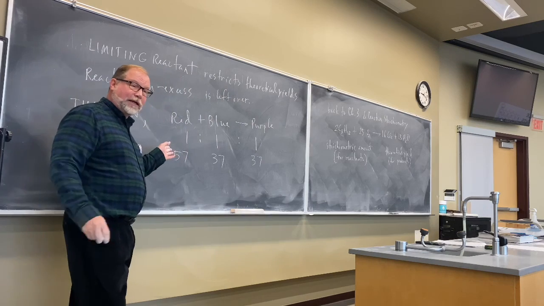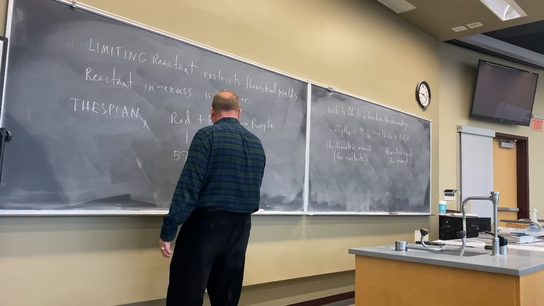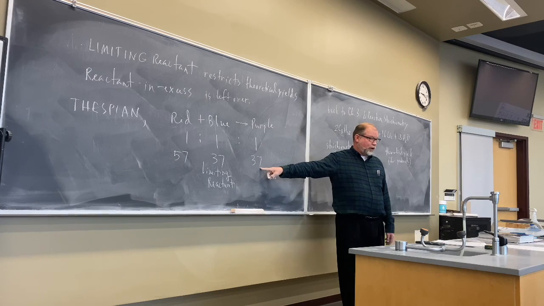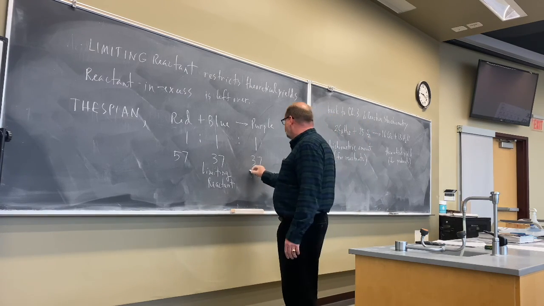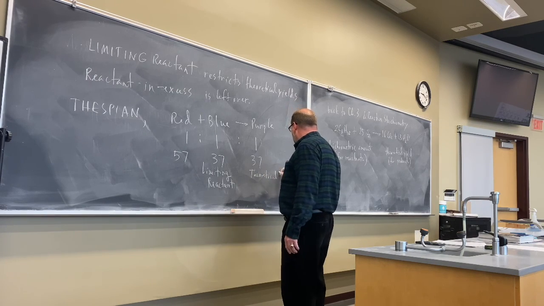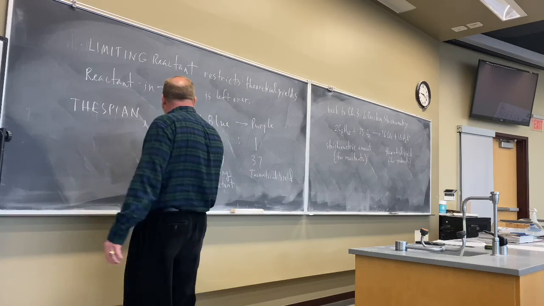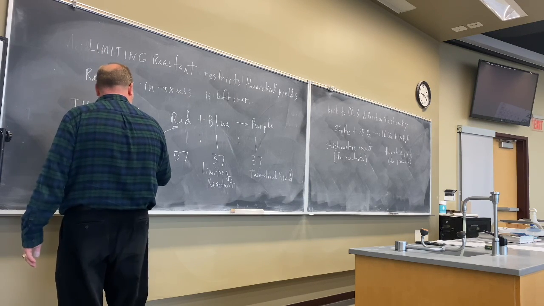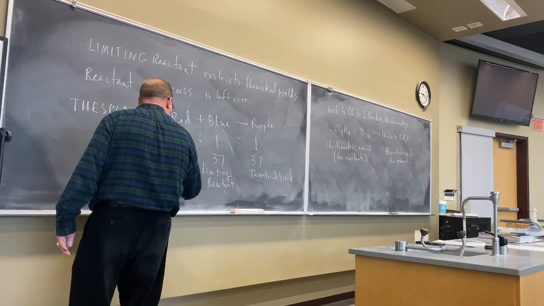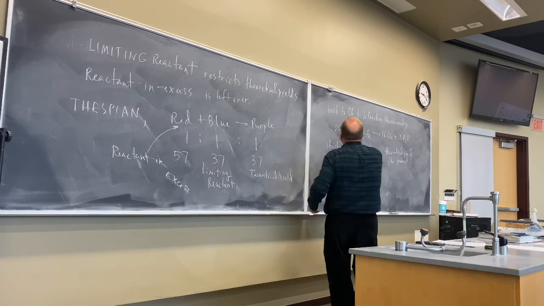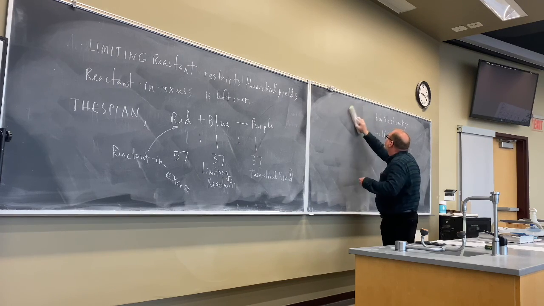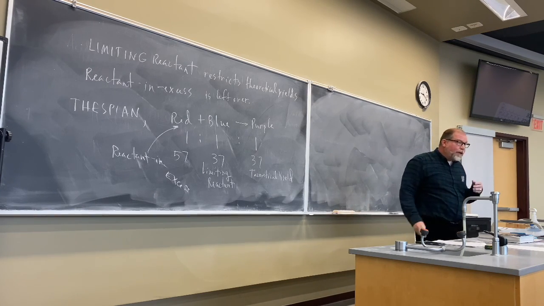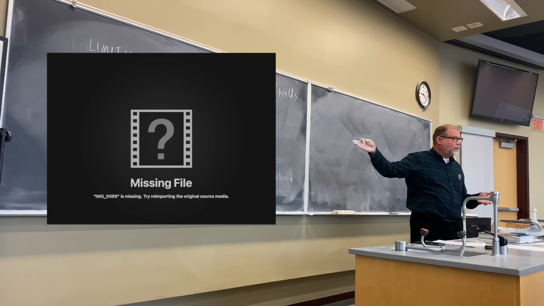All we have to do is identify what our limiting reactant is. And once we identify the limiting reactant, that restricts our theoretical yield. Now, by default, that means that the red is what we refer to as our reactant in excess. Now, we can also calculate how much of the reactant in excess is left over.